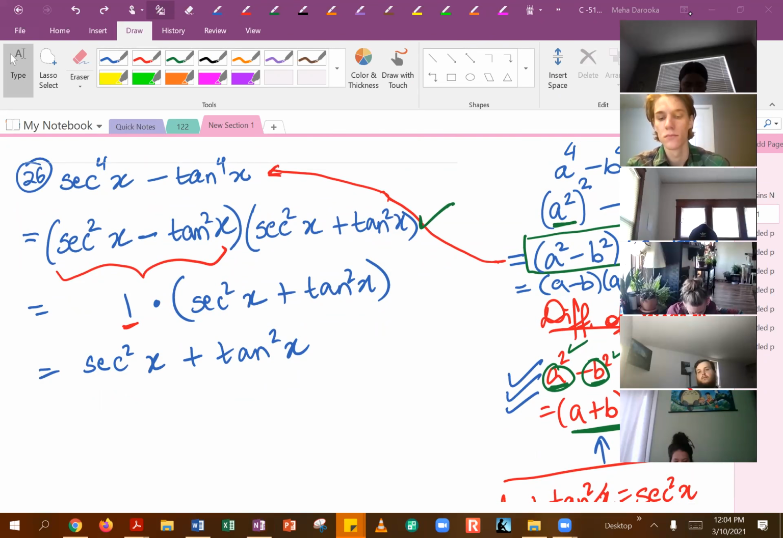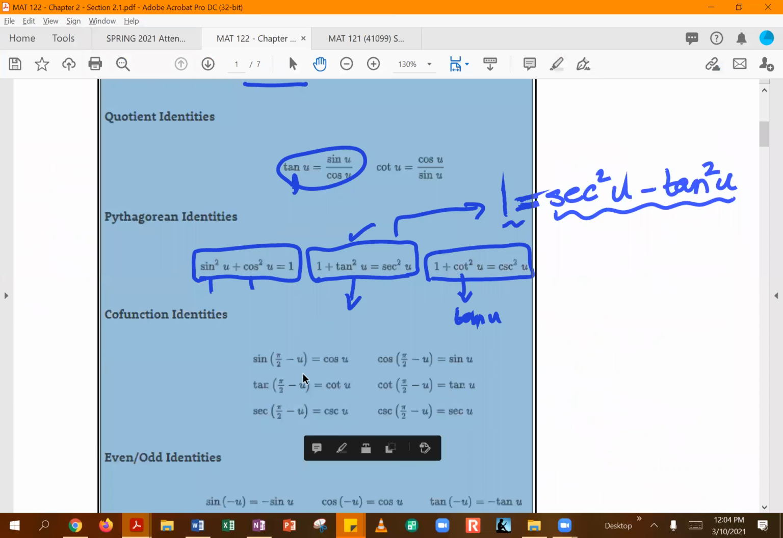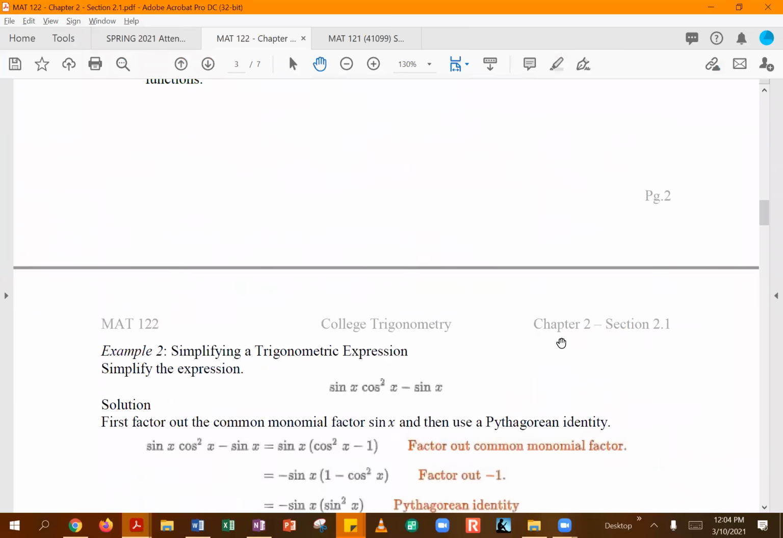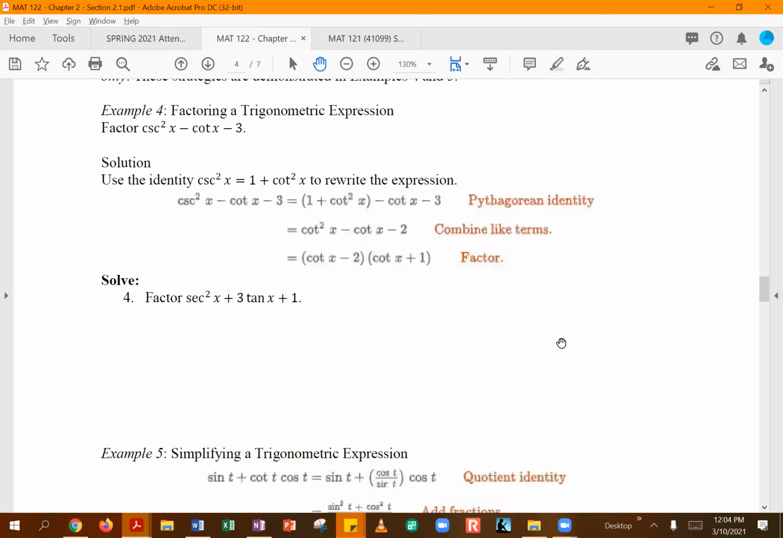So you're basically using the difference of squares as your factoring property over here to break down this example. And then, of course, we fell back on our Pythagorean identity to get rid of one of those factors by using this little substitution over here. So that was coming from how to factor these trigonometric expressions.